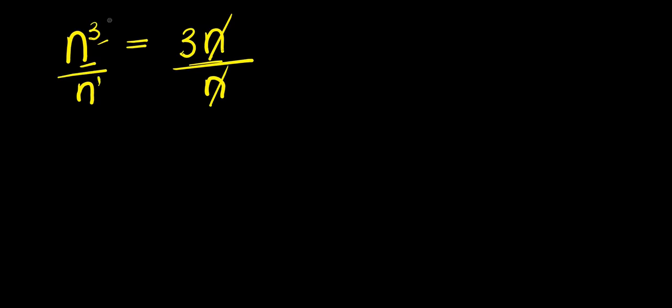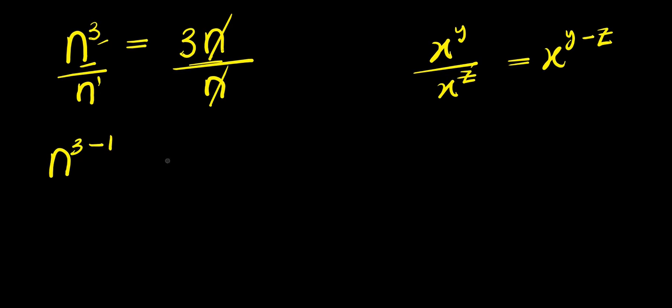So I will subtract the exponent because you have x power y divided by x power z. It means x power y minus z. So I'm going to have n power 3 minus 1, and this equals 3. So from here, I have n power 2, and this equals 3.